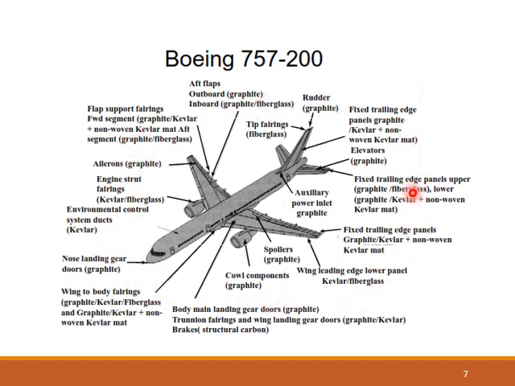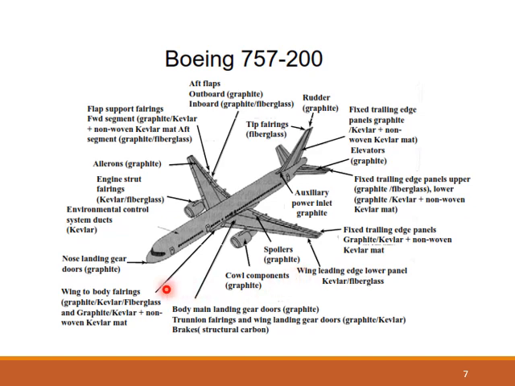This is a typical illustration of an airplane, a Boeing 757-200 aircraft. If you look at it very well, you see most parts are made up of composite materials. Take for instance the landing wings, they are made up of Kevlar and fiberglass. So you see this is a combination of materials that is termed a composite material.